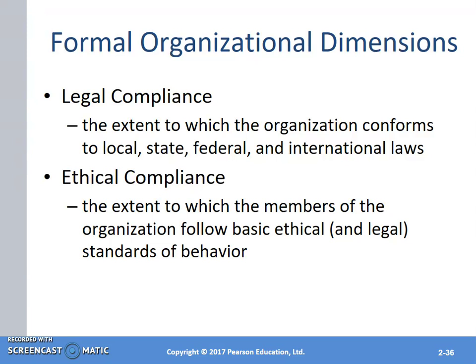Okay, for the formal organization dimension, in terms of legal compliance, this is the extent to which the organization conforms to local, state, federal, and international laws. Legal compliance means that the company has to comply. The company has to fulfill certain rules and regulations because they are already stated in law. Okay, in ethical compliance, the organization or its members follow basic ethics and standards of behavior.